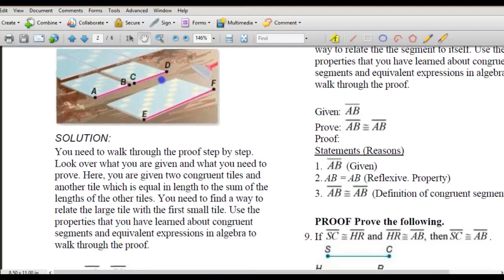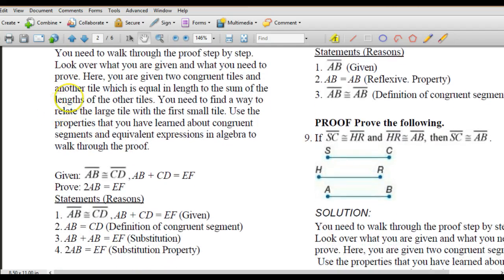Here's our plan for the proof. You need to walk through the proof step by step, look over what you are given and what you need to prove. Here you are given two congruent tiles, so AB and CD, and another tile which is equal in length to the sum of the lengths of the other tiles. So EF is equal to AB plus CD. You need to find a way to relate the large tile with the first small tile. So somehow EF and AB. Use the properties that you have learned about congruent segments and equivalent expressions in algebra to walk through the proof.